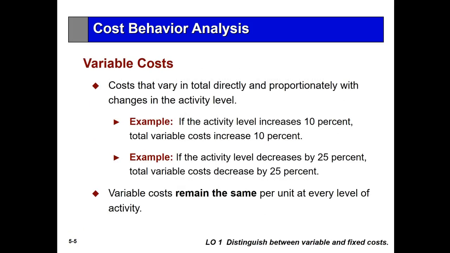Now, a variable cost is a cost that will vary, pay attention, in total, in direct proportion to changes in the level of activity. So it's in total and in direct proportion. Direct proportion means that if the activity level goes up by 10%, the total variable cost will go up by 10%. If the activity level decreases by 25%, then the total variable cost will decrease by 25%.